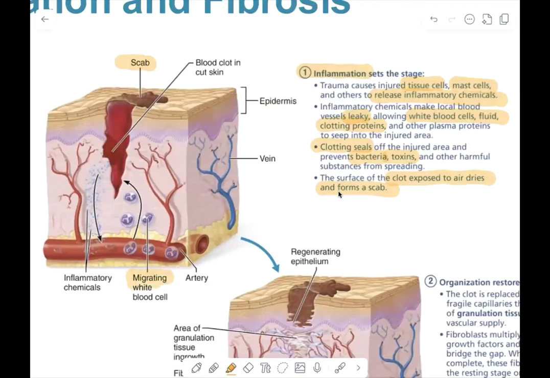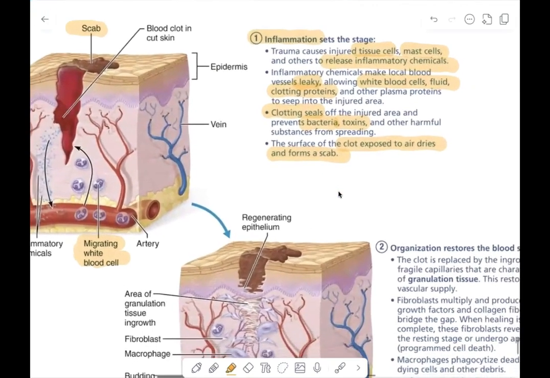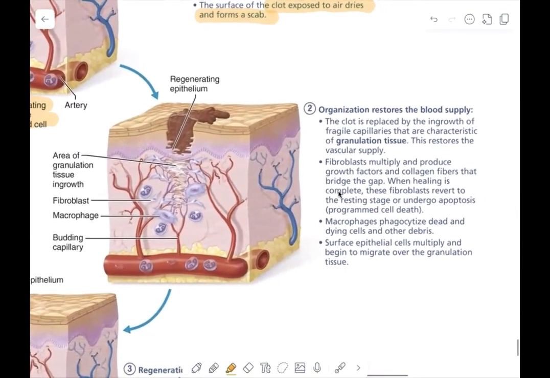The migrating white blood cells have come in. The next event is to sort of organize that epithelium. So there's regenerating epithelium. The organization is going to restore the blood flow. The clot is replaced by the ingrowth of fragile capillaries, which is the characteristic of granulation tissue. This restores that blood flow, the vascular supply. Fibroblasts are going to multiply and produce growth factors and collagen fibers.